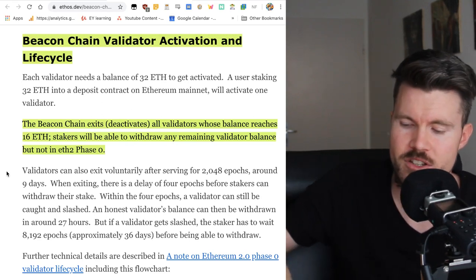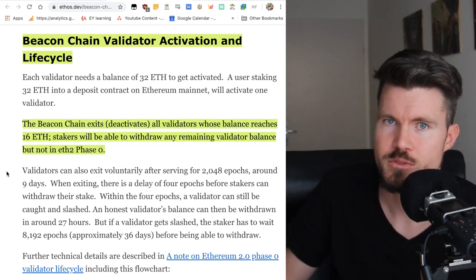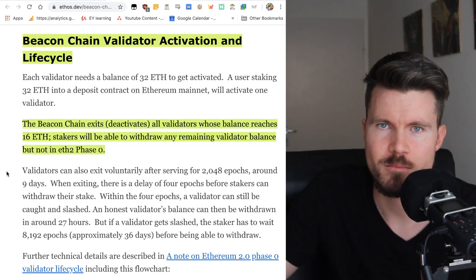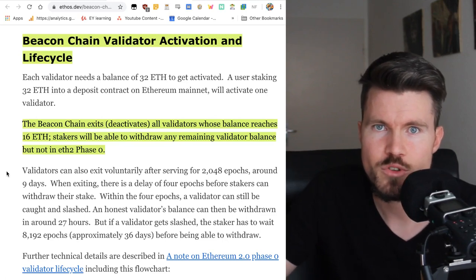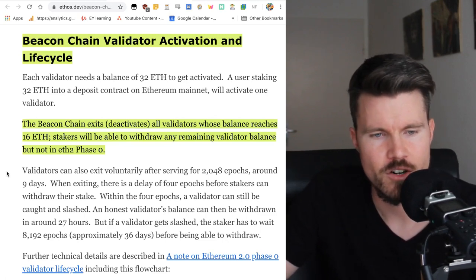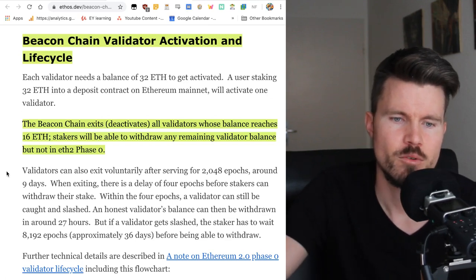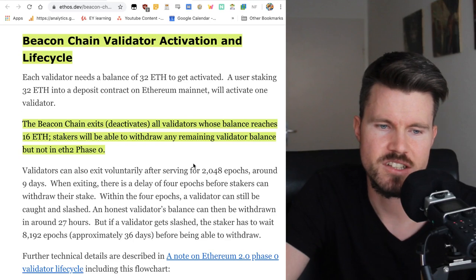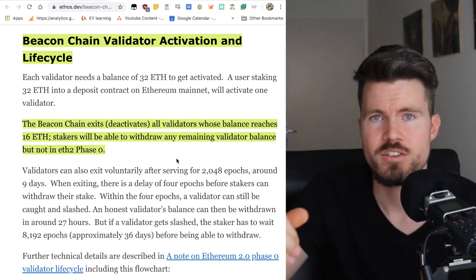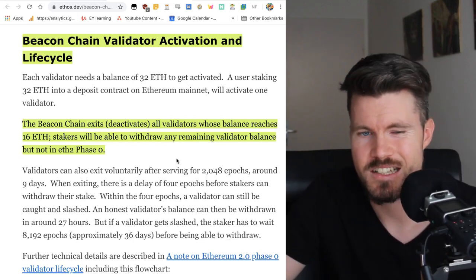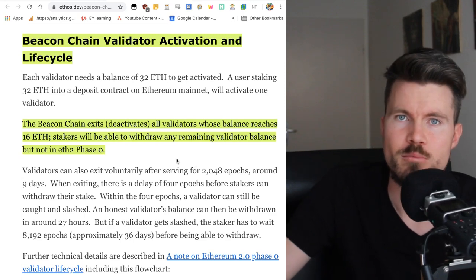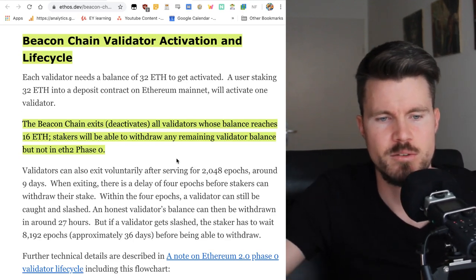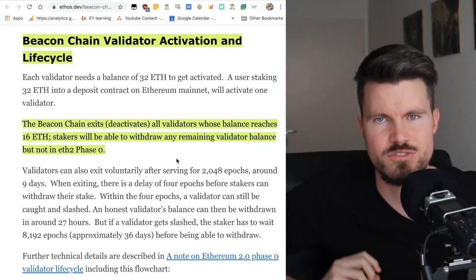Well, during phase zero, that's probably not going to be possible. So your ETH2 is going to be locked up. There might be some scenarios where you can remove it, but there's nothing very concrete at the moment. But afterwards, the beacon chain exits all validators whose balance reaches 16 ETH. So that's another way. If you get slashed and you've got less than 16 ETH, then you can also be removed. So you can either choose to exit the beacon chain, or you can be forcefully removed.